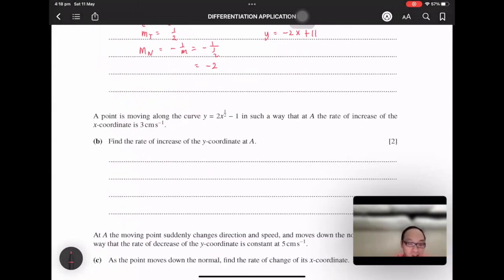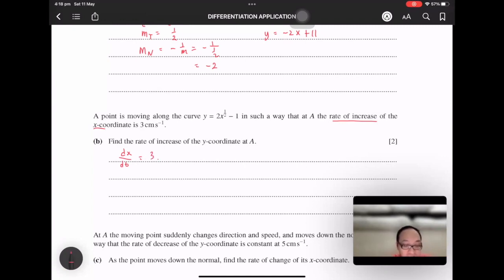A point is moving along a curve in such a way that at A, the rate of increase of the x-coordinate is 3. This rate of increase is the rate of change. So we can rewrite the rate of increase of the x-coordinate as dx/dt. Since the rate means the change according to time, dx/dt equals 3.